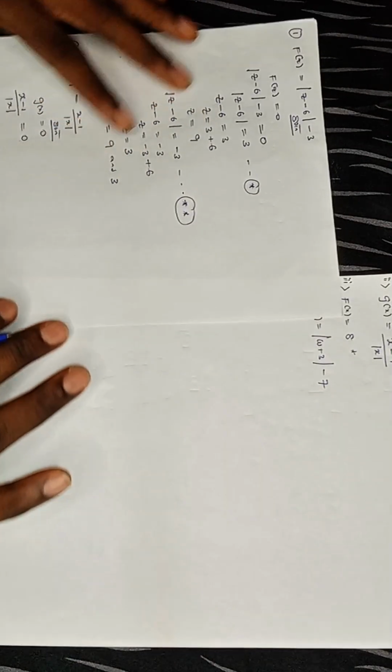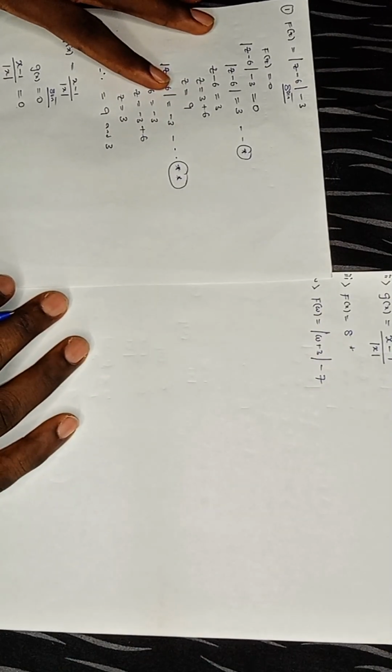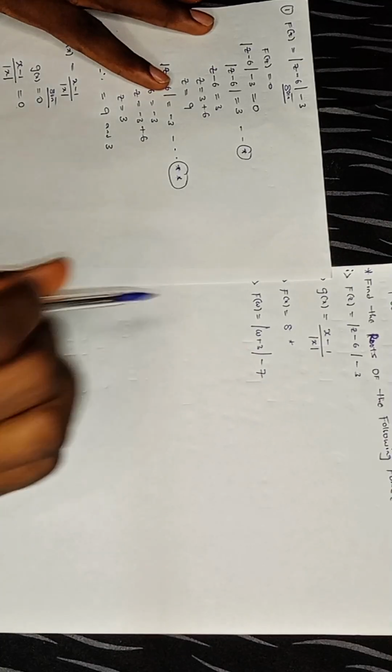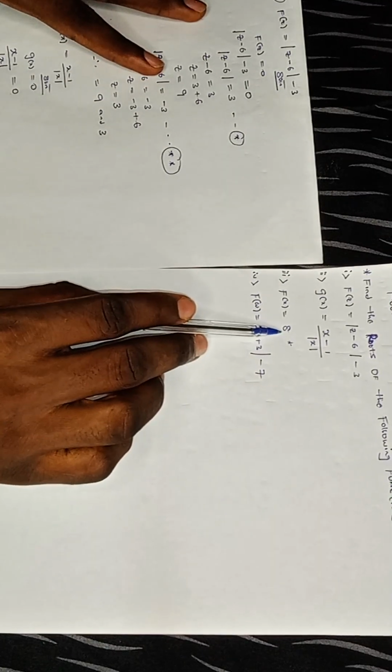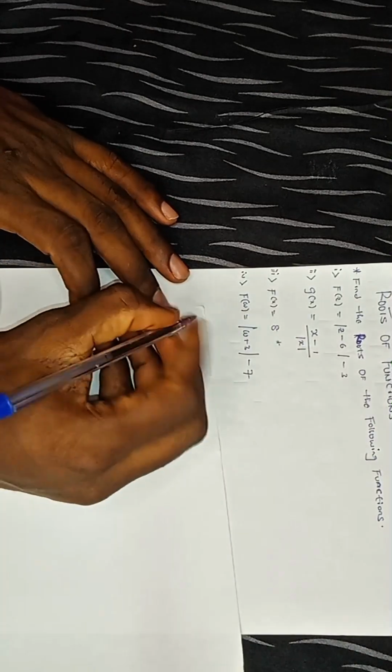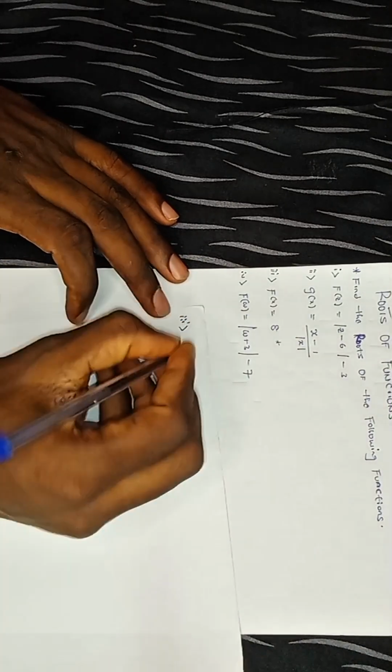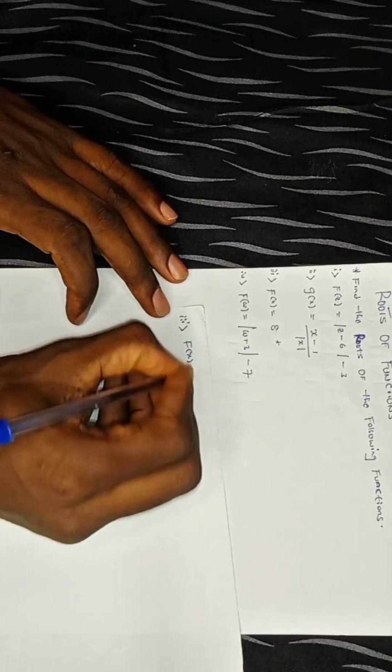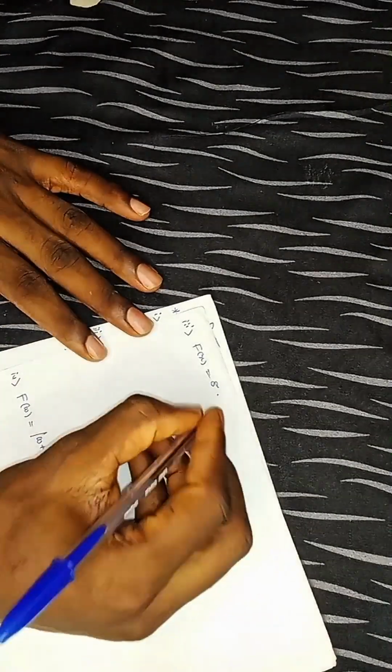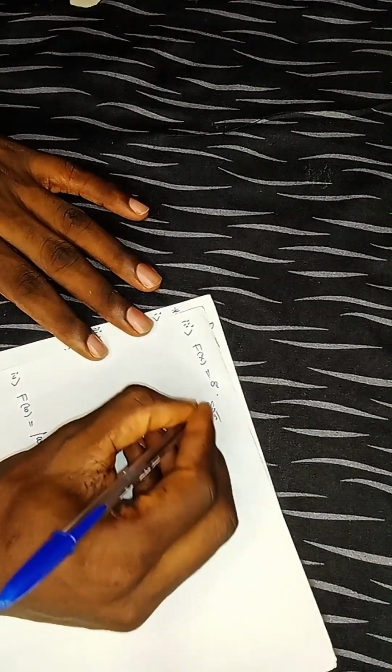Number 3 says that f of x is equal to 8. f of x is equal to 8. So how do we work with this kind of function? Let's get a new sheet. All right, how do we work with number 3? It says that f of x is equal to 8. So the simple thing we are going to do is to write solution.